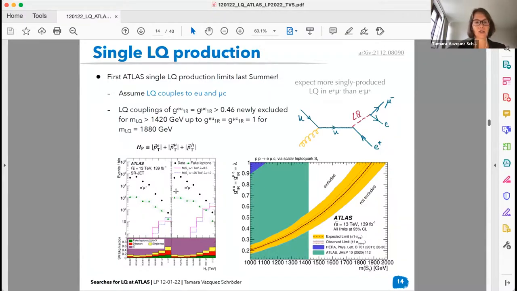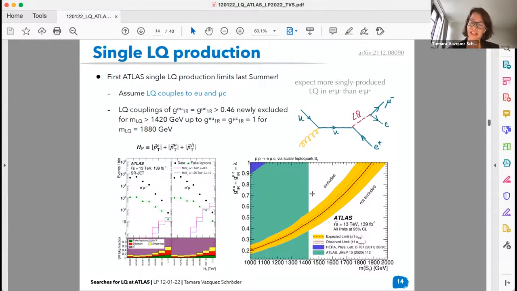And you can see that we use here the lepton charge asymmetry. And additionally, we use this HT variable, which is the sum of the transverse momentum of electron, muon, and leading jet, as discriminating variable with the scalar LeptonPhoton peaking at higher values.